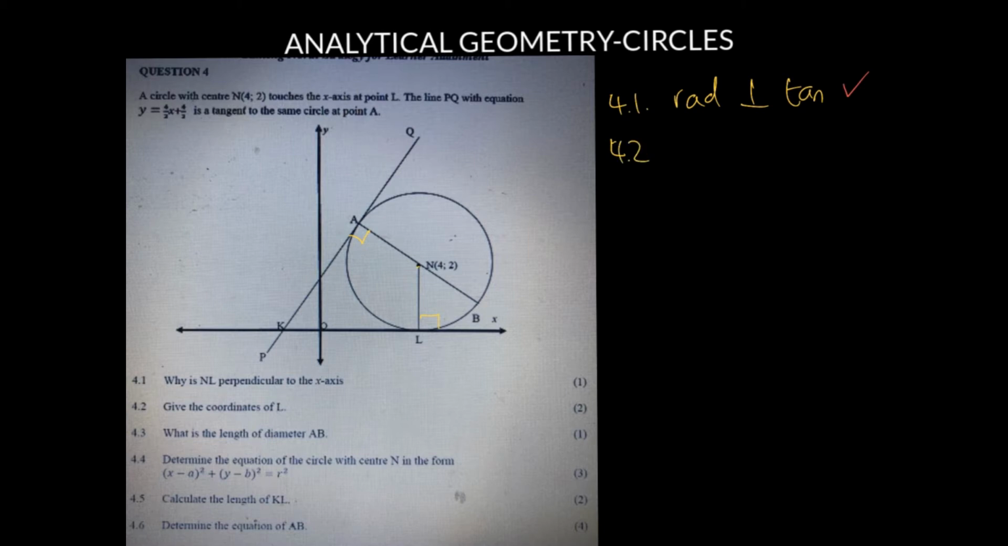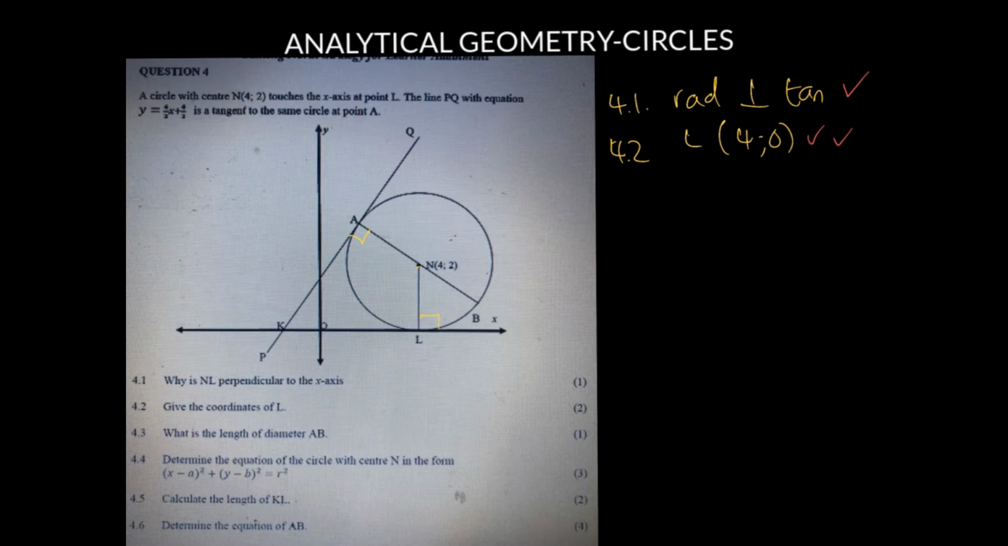Then in 4.2, they want you to write down the coordinates of L. L is in the same vertical line as N, so it shares the same x coordinate. And since it's a point on the x-axis, y has to be equal to 0. So the coordinates of L have to be (4, 0). That was worth 2 marks, so I would imagine accuracy on the x coordinate and accuracy on the y coordinate.